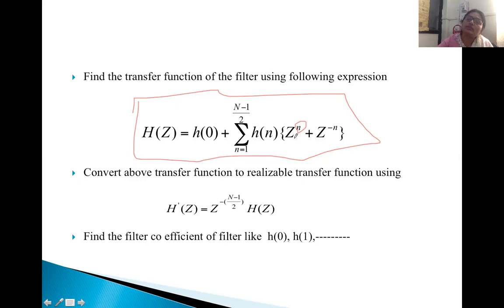In order to realize the system, the new transfer function is achieved by multiplying the system with a certain delay. The new system H dash of z is obtained, and then the filter coefficients are calculated. These are the steps that one needs to apply in order to get the FIR filter system function.